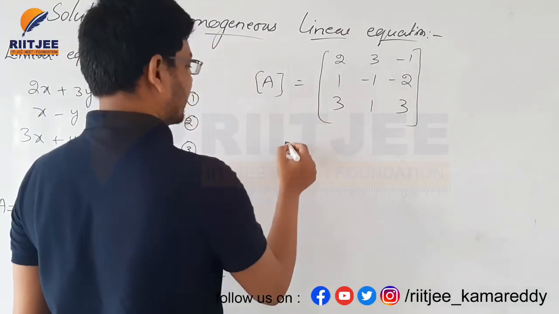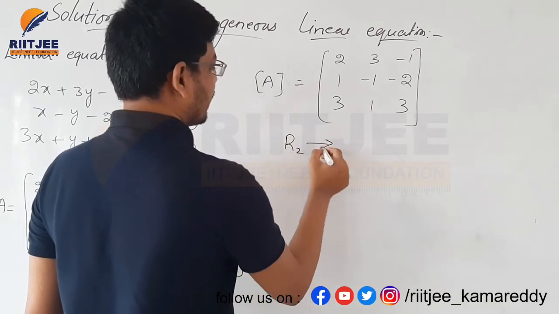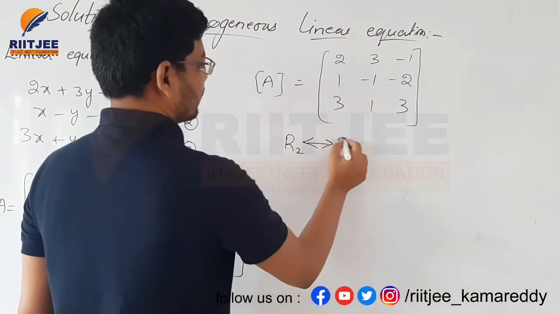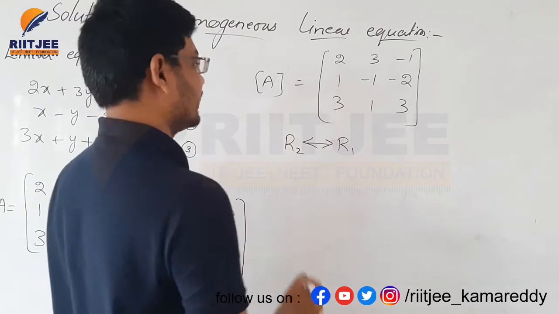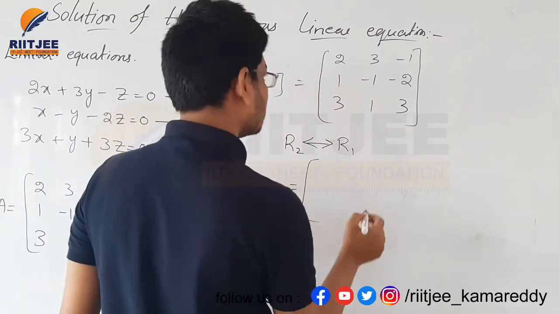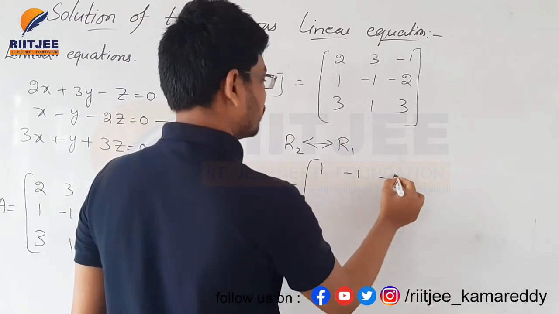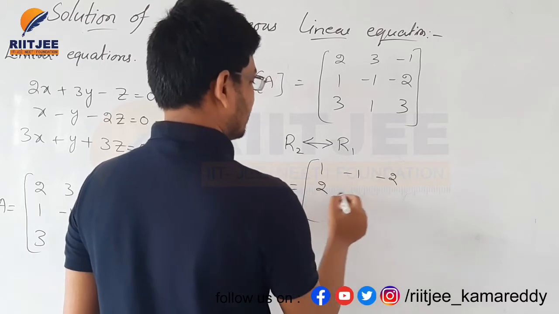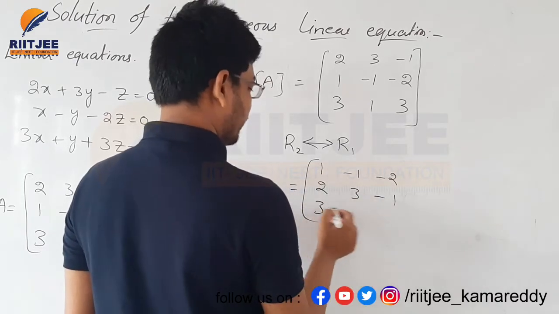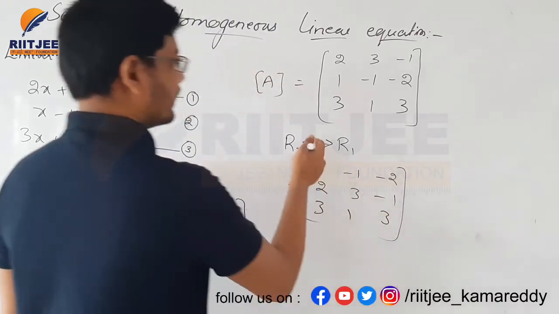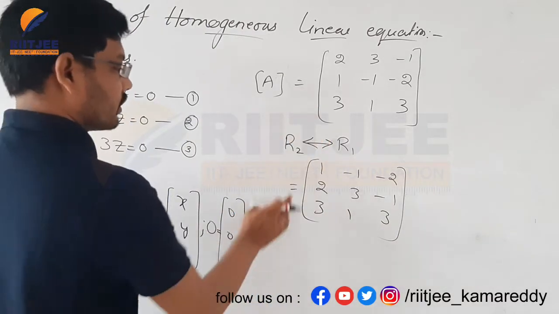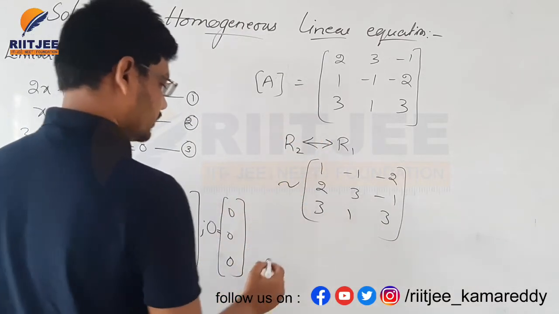So I am interchanging R2 and R1 here. So that will become 1 minus 1 2 minus 2 3 minus 1 3 1 3. This is an interchanging of rows here.